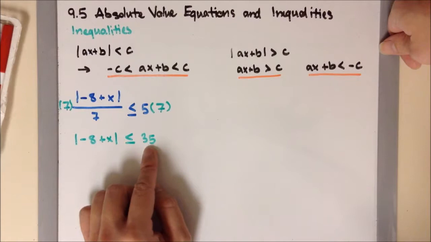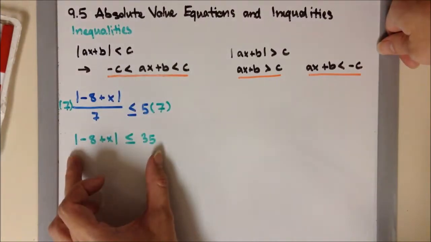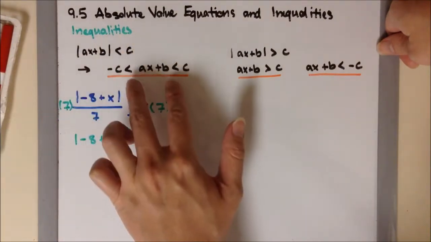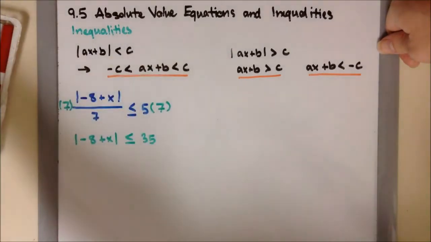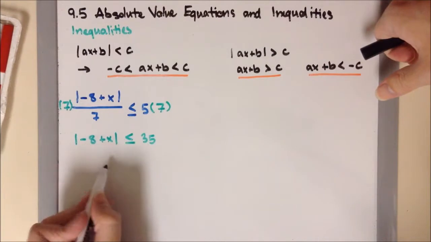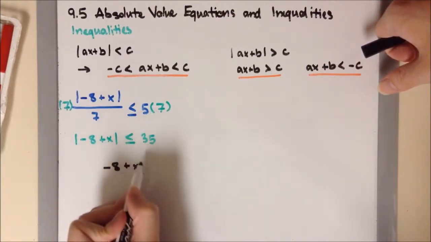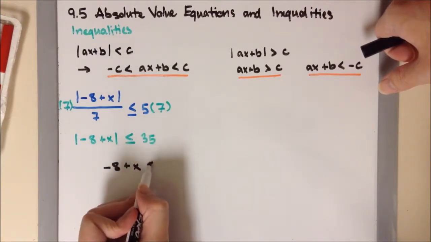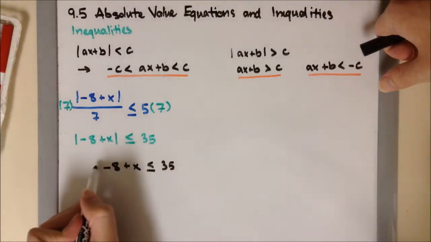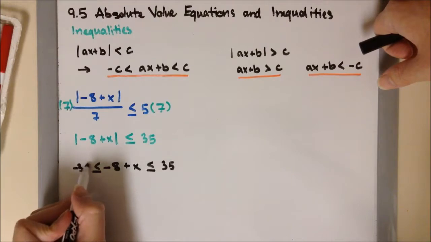I can keep going. I'm going to follow this structure because this step is very similar to this form, so I'm going to set up my work according to this. The inside of my absolute value is negative 8 plus x, so that's going to be in the middle. Follow the inequality sign here: less than or equal to 35. Then I'm going to put greater than or equal to negative 35, just like that.